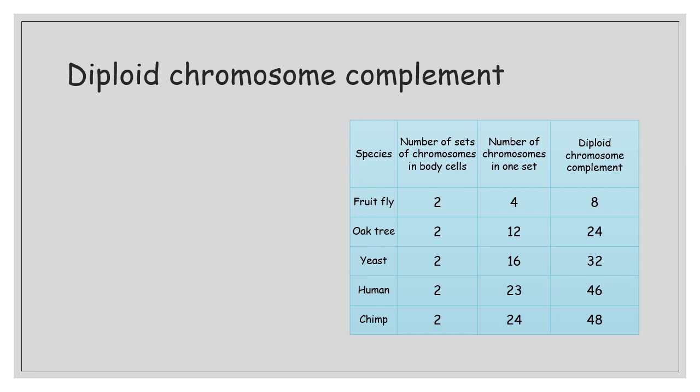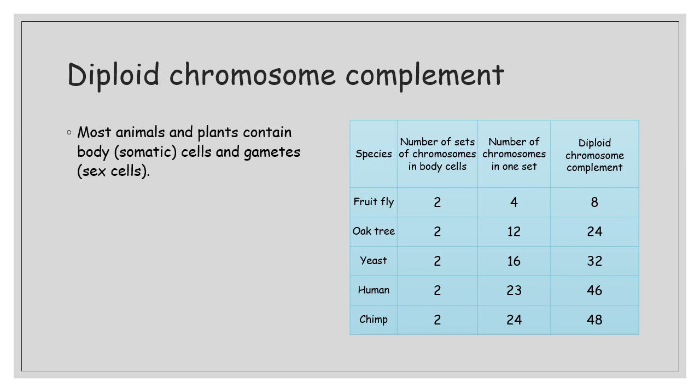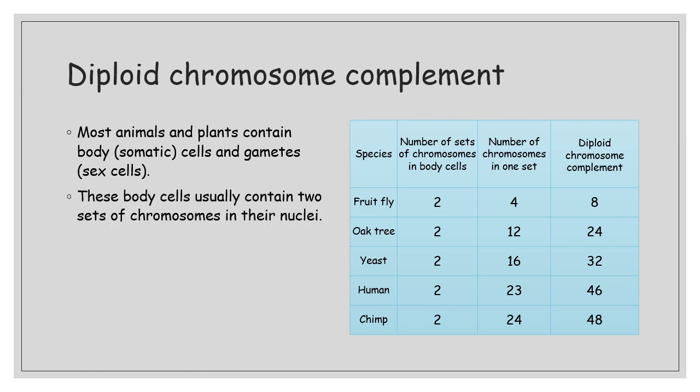DNA is the starting point for us producing new cells, and obviously we've talked about that in cell biology. Most cells contain somatic cells, so the body cells, and gametes, sex cells, so in humans that would be sperm and egg. Now we should know that there is different DNA complement within those. Body cells normally contain two sets of chromosomes in their nucleus. In humans, as you can see from this diagram, it's two sets of 23, so 46 chromosomes in total.